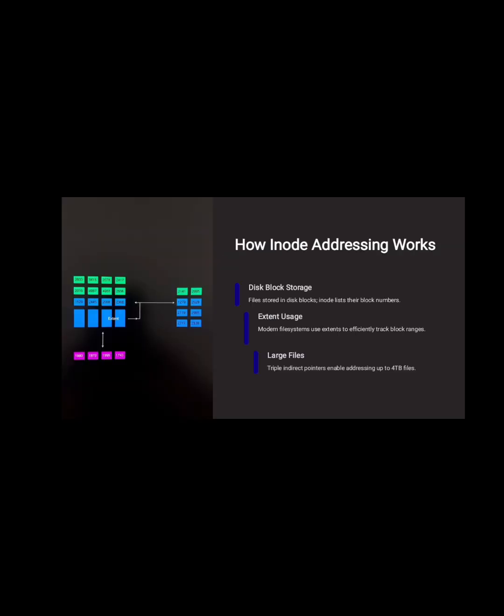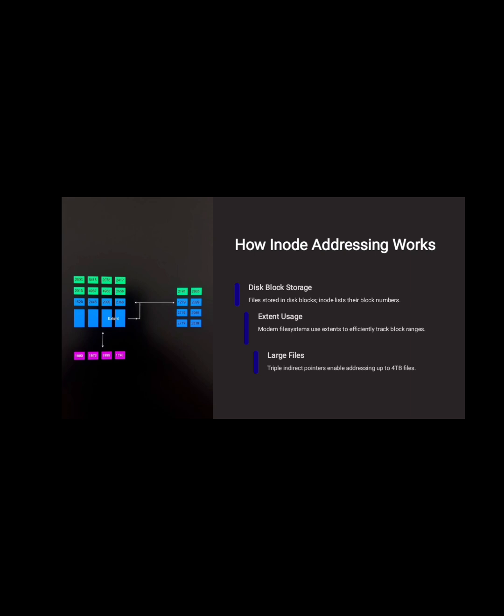How inode addressing works. Disk block storage: files are stored in disk blocks. The inode lists their block numbers. When a file is created, an inode is assigned to it. The file name is stored in the directory, which maps to the inode number. When you open a file, the system looks up the inode to access file information. Hard links share the same inode number while soft links have different inodes.